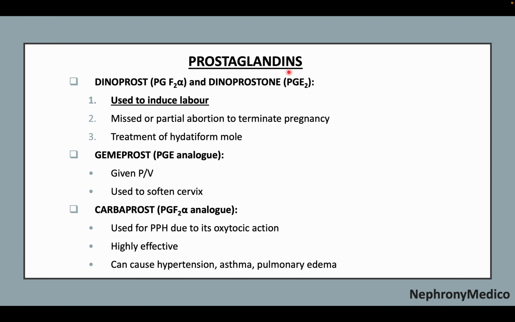Now, prostaglandins: dinoprost and dinoprostone. These are used to induce labor, in missed or partial abortion to terminate pregnancy, and in the treatment of hydatidiform mole. Now, gemeprost, given vaginally to soften the cervix. Carboprost is used for postpartum hemorrhage due to its oxytocic action, highly effective, and can cause hypertension, asthma, and pulmonary edema.